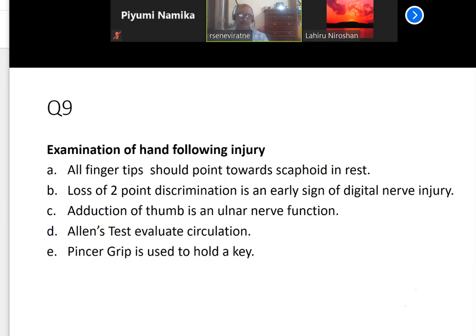Right, this is the finger cascade. When you relax the hand, you can see, right? Hand relaxes like that. So if you look at this, everything points to the scaphoid, except the thumb, of course, right? Even the thumb, you can say that. Okay, so this is the finger cascade. If this is lost, then you know that some tendon injury or something serious has happened. Okay. B. Loss of 2-point discrimination, early sign of digital nerve injury.